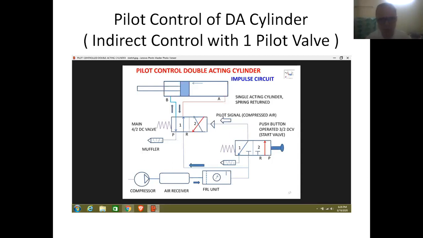So initially the pilot valve will be controlling the action of the DC valve. Finally, the DC valve will be controlling the action of a double acting cylinder. So, if not directly, indirectly, this pilot valve is ultimately used for controlling the operation of the cylinder.